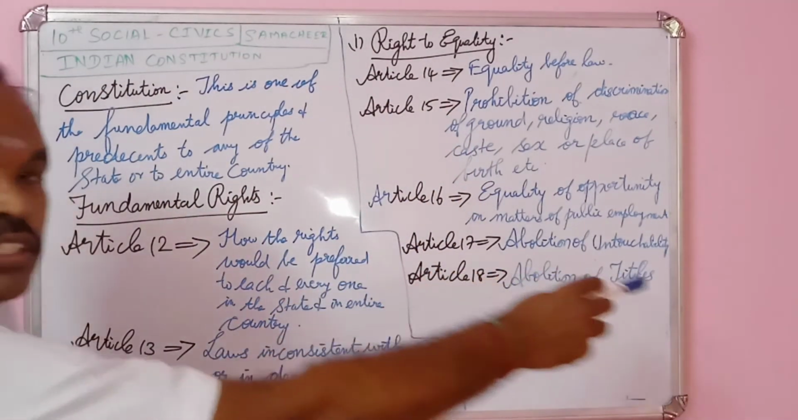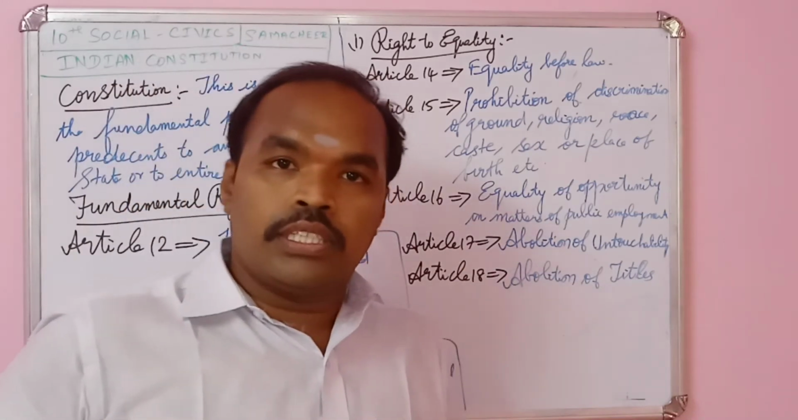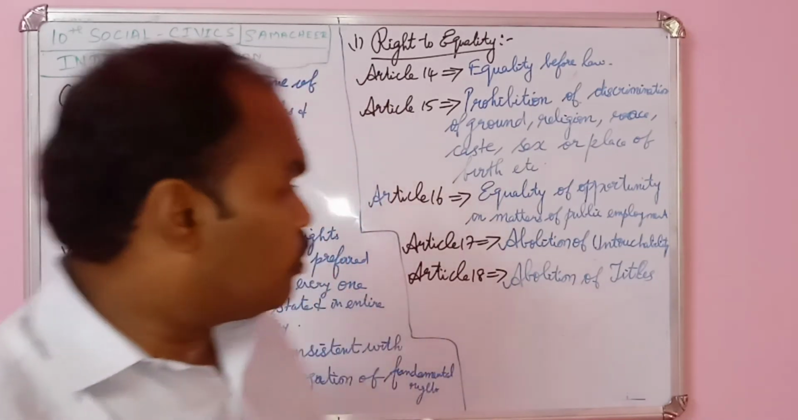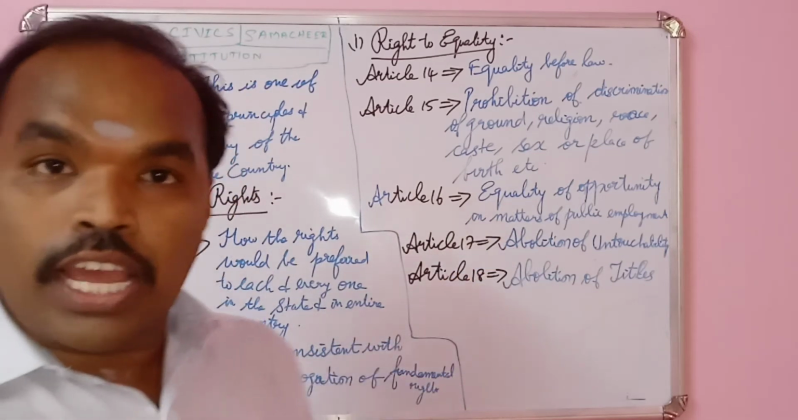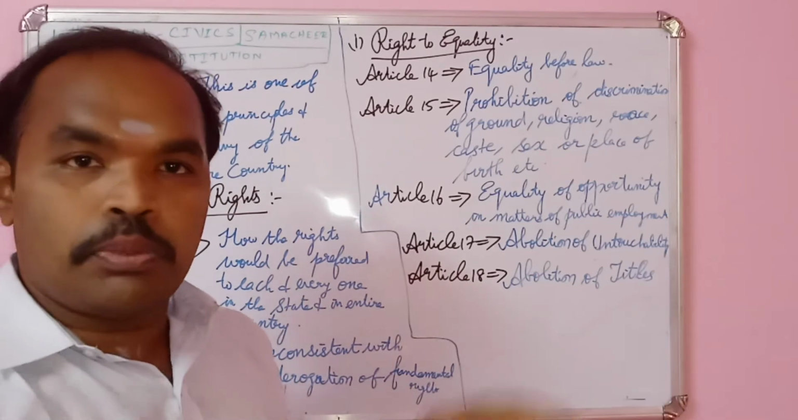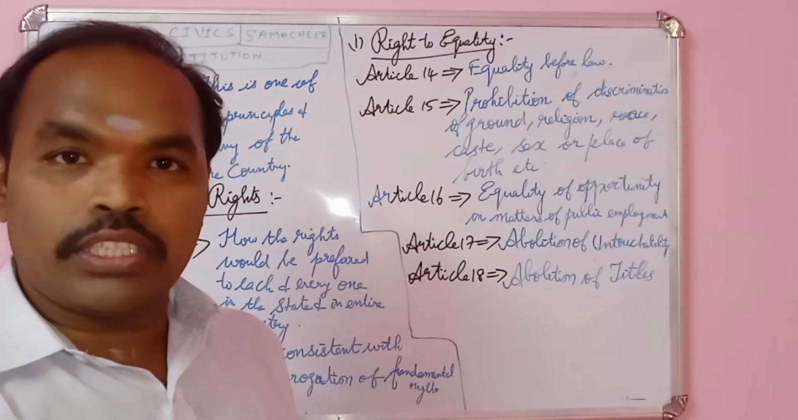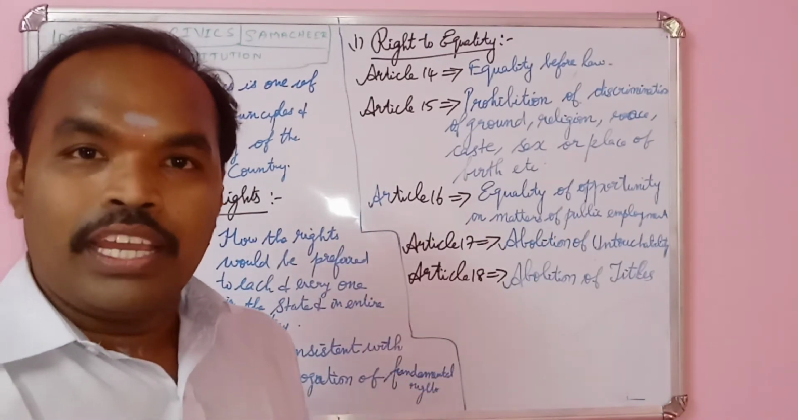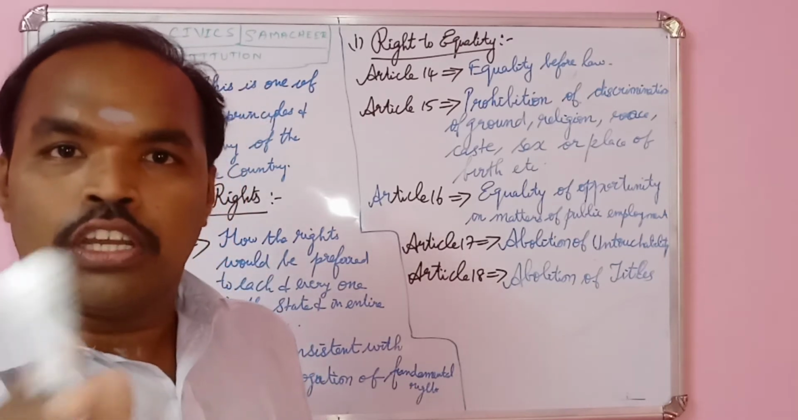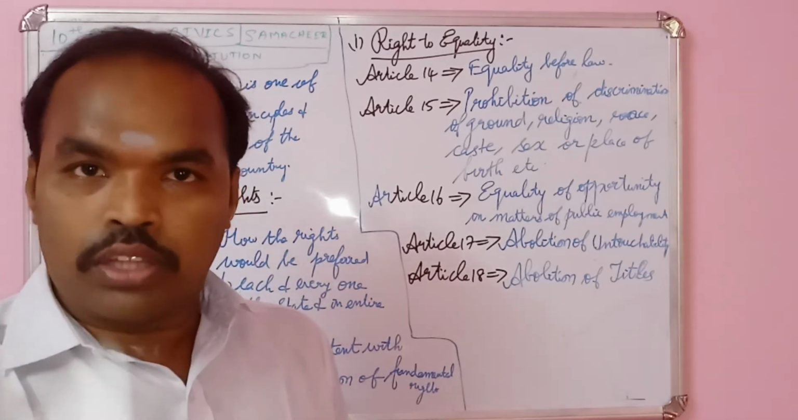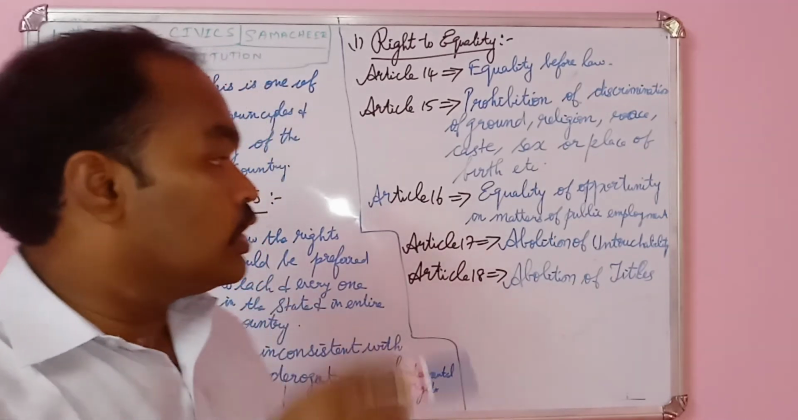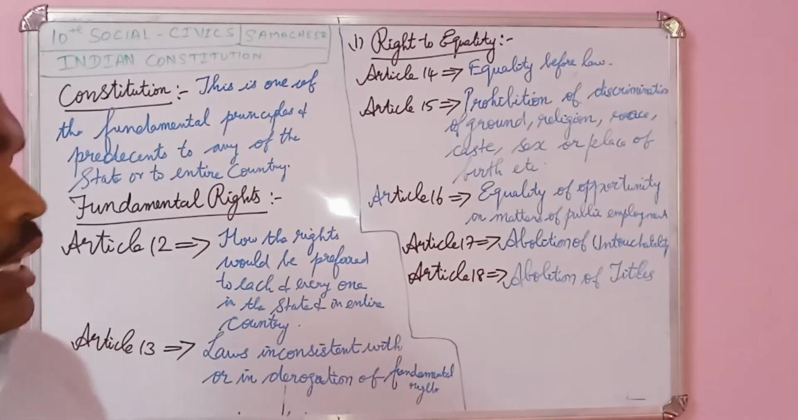Article 17 is abolition of untouchability, meaning untouchability should not exist. For that purpose it has been mentioned as abolition of untouchability. This type of caste people were not being allowed into the temple. If they come to the temple, very sad things would be done. Things like that should not be done. So for that purpose, Article 17 mentions abolition of untouchability.